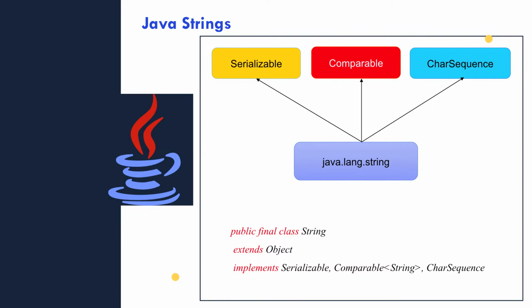java.lang.String is a class in Java. This class implements a few interfaces like Serializable, Comparable and CharSequence. When we talk about the class String, it is a final class which cannot be inherited. Every class in Java will be a child of Object, whether you create it or it is a built-in class. So it implements Serializable, Comparable and CharSequence.